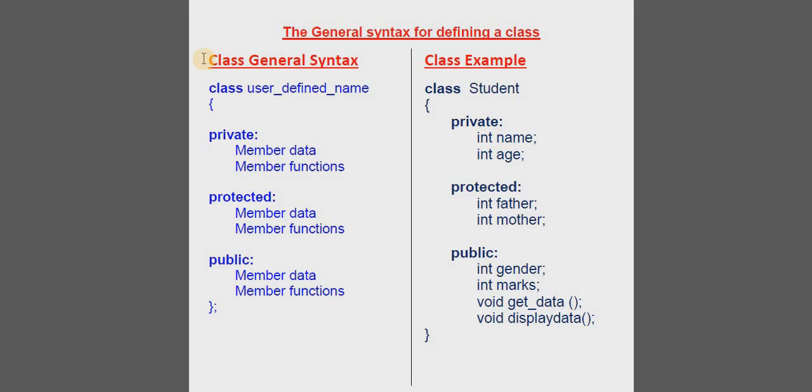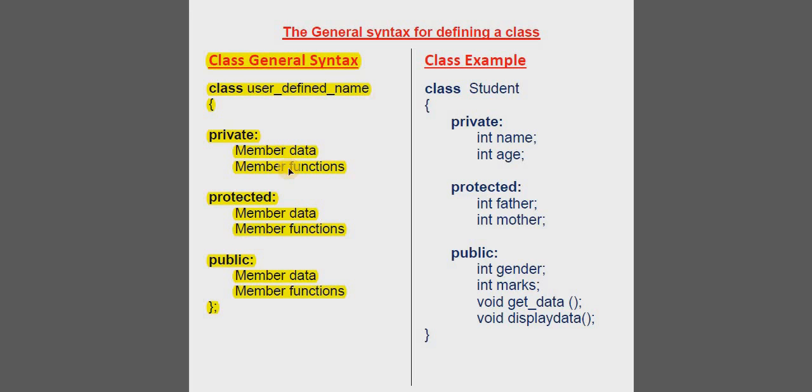So here this is the general syntax of class. Like class, user defined name, open bracket, closing bracket with semicolon, then private, then protected and then public. So private, protected and public are called access specifiers. They protect the member data and member functions. So this works like security guards. So it will protect the data and functions in class.